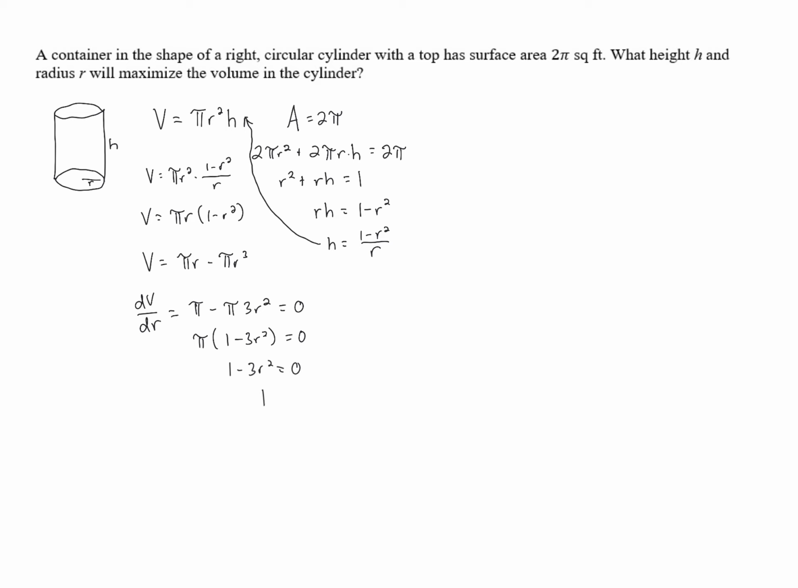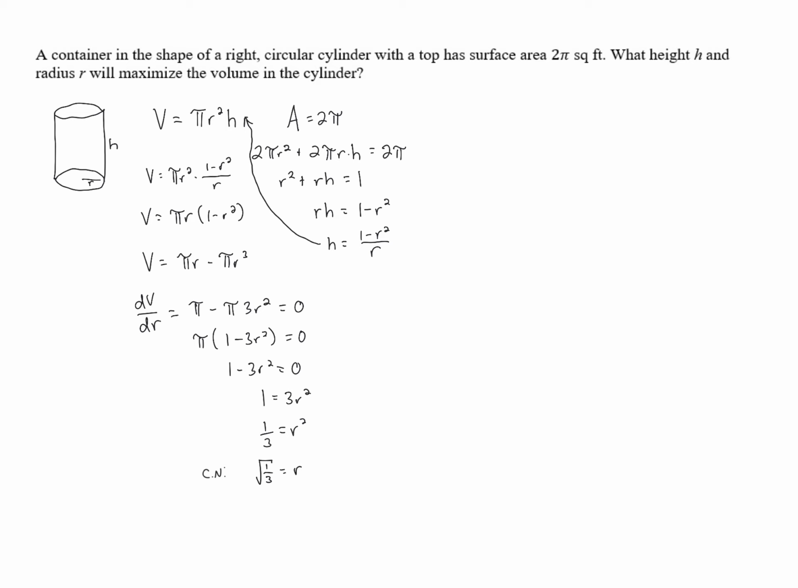We can add 3r squared to both sides and then divide by 3 to get the r squared alone. And when we take the square root, we've got the square root of 1/3. We don't need to worry about the negative square root of 1/3 because the radius can only be positive. Doesn't make sense to have a negative radius. So this is our critical number, and it's probably going to end up being the value that maximizes volume.